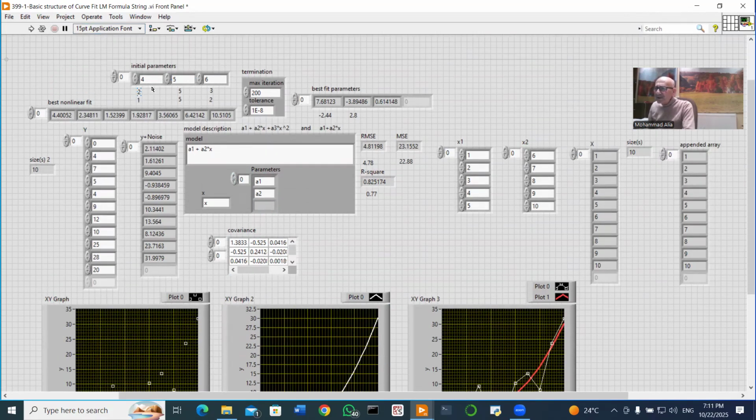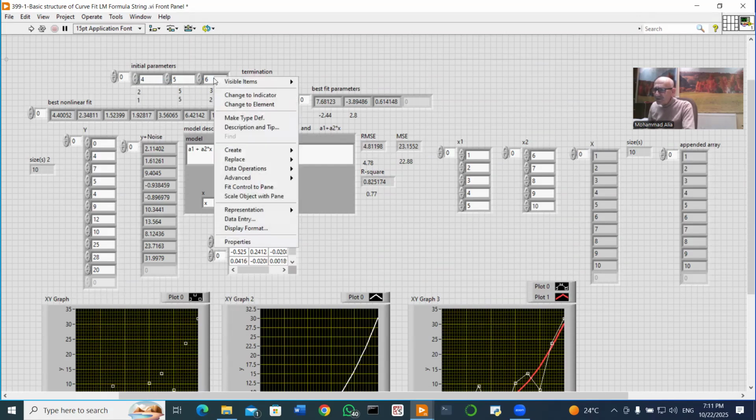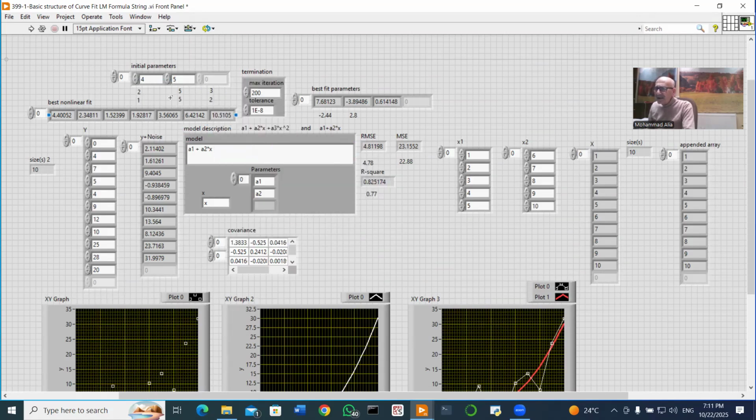I also have to change here: instead of 3 values, I should have only 2 values. So I should also cancel one of these values. Data operations, delete element, it is deleted. Now I have 4 and 5. Let us work with it and see what is going to happen.